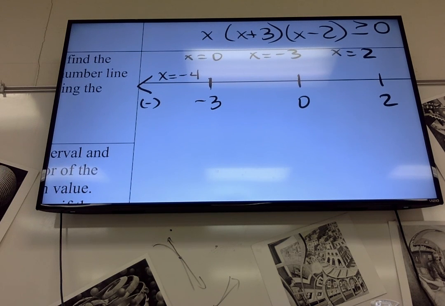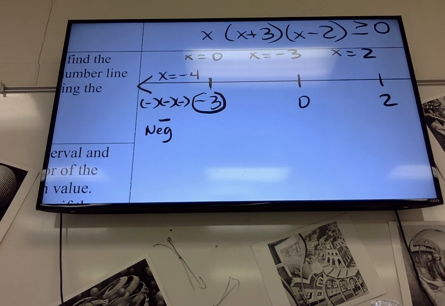If I plug negative 4 into x plus 3, will I get a positive or a negative answer? Negative, because negative 4 plus 3 is negative 1. And if I put negative 4 into the next one, negative 4 minus 2, do I get positive or negative? Negative. So if I multiply 3 negatives together, what do I get? Negative. So I just put negative there. And you can write that out, negative, if you want to.